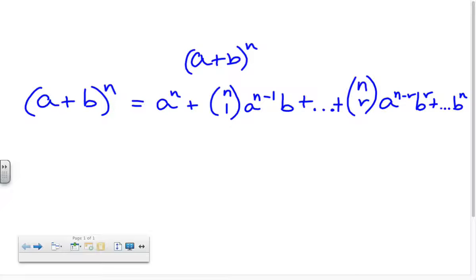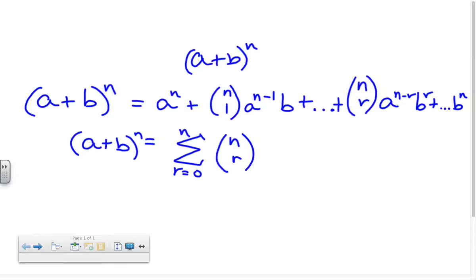Another way to write this, okay, is a plus b to the n equals the sum. You remember seeing this symbol? Okay, the sum of r equals 0. This is why this term right here is r. It's the r plus 1 term, because r starts at 0, not at 1. So it's r from 0 to n of n choose r, a to the n minus r, b to the r. So again, abstract, this is just how you would write it if you were looking at it from an abstract point of view.